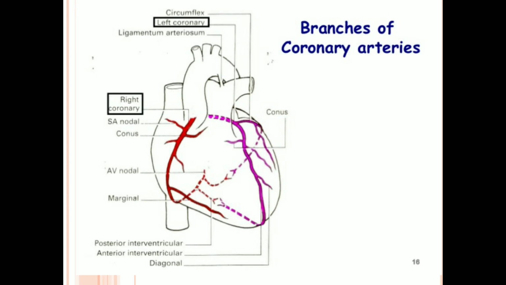This is the diagram you have to practice. You can see here, this is the right coronary artery. It arises from the anterior aortic sinus and runs in the atrioventricular groove along the inferior margin, and you can see dotted. Dotted means it is running posteriorly.